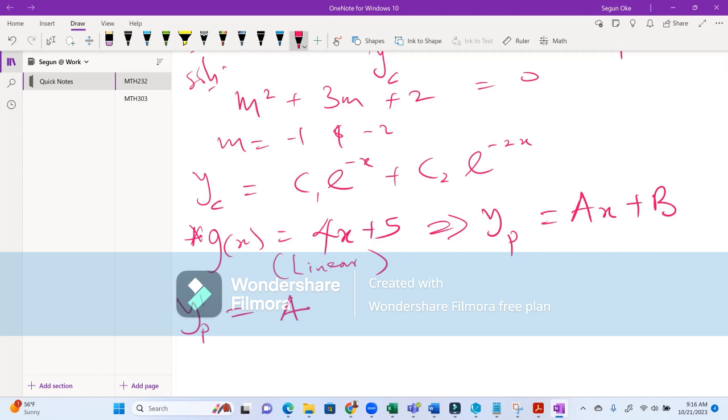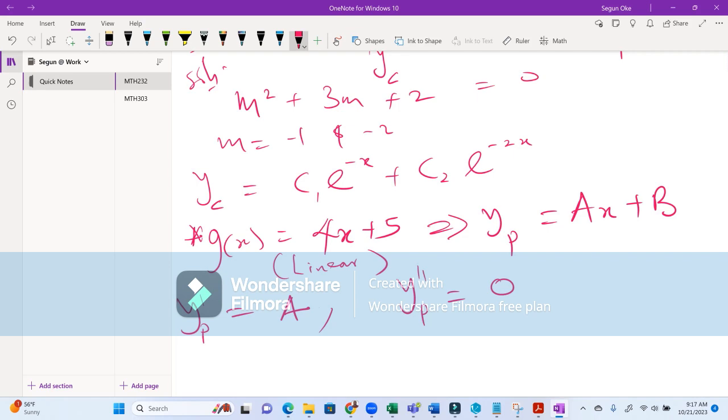Am I communicating? Yes, sir. From the table, the g of x is linear because of the nature of the equation we are given. Then we now get our yp from the table that says ax plus b. Then differentiate ax plus b. What do you have? A. Then when you differentiate to get yp double prime, what do you have? 0.